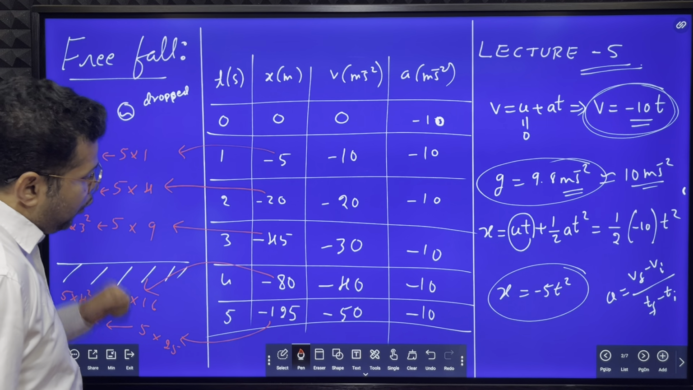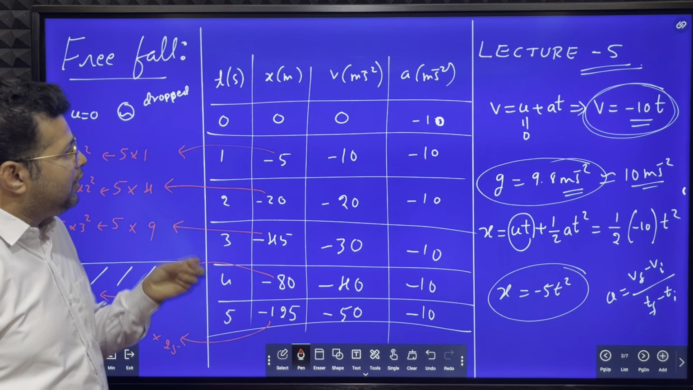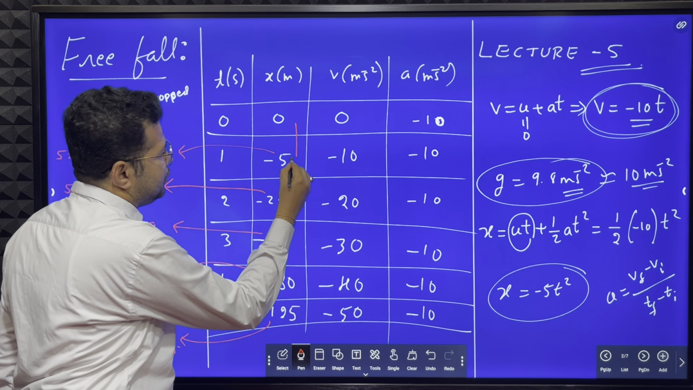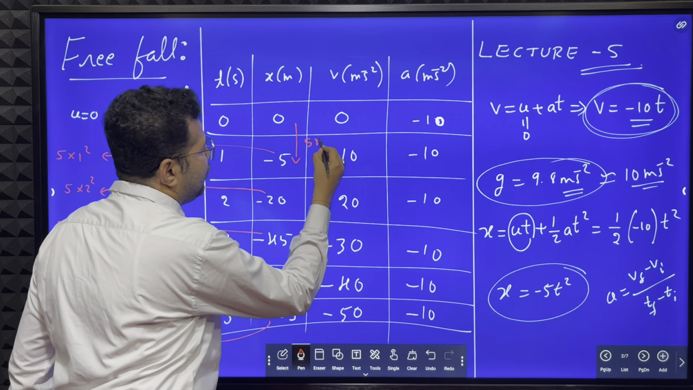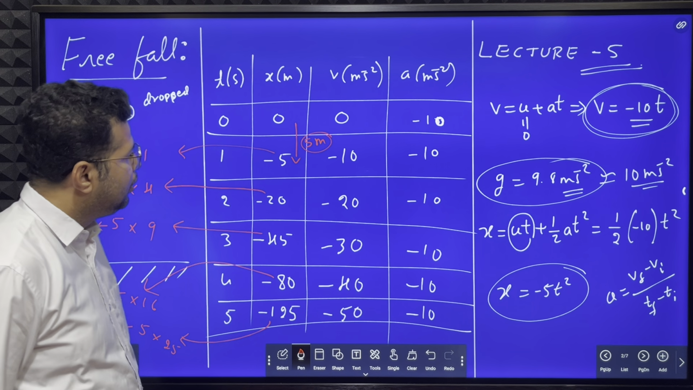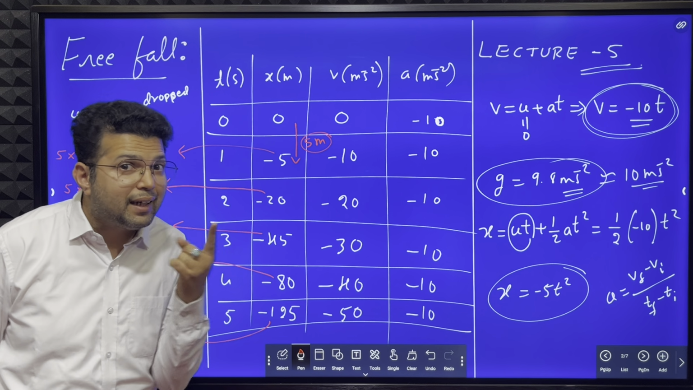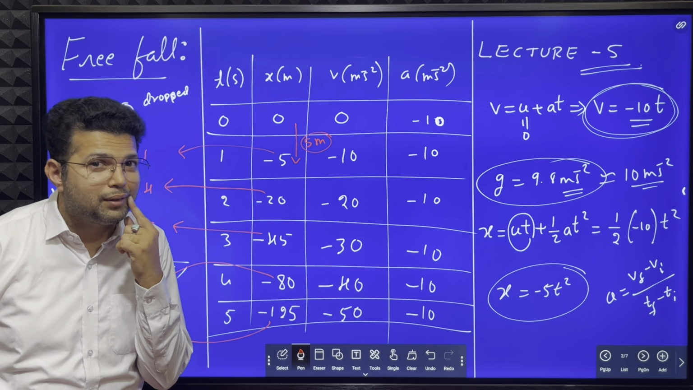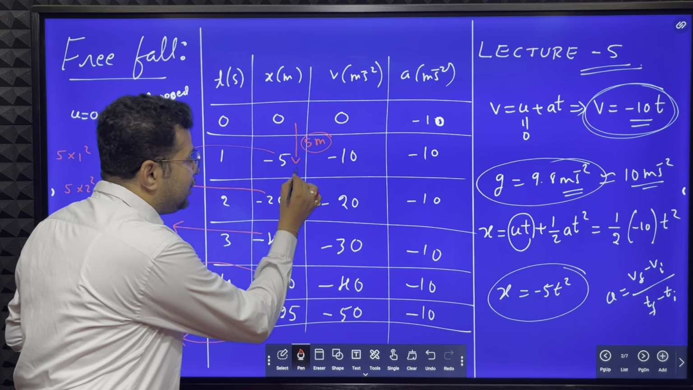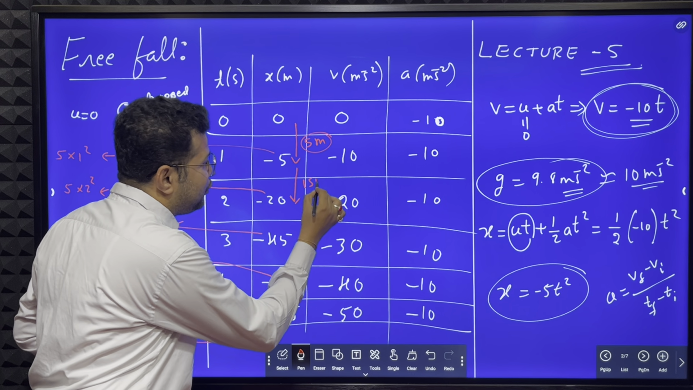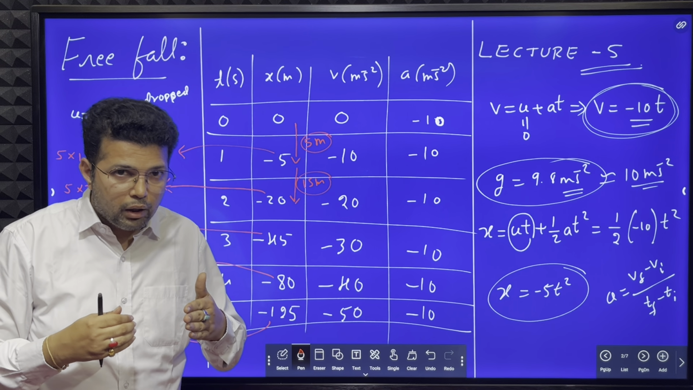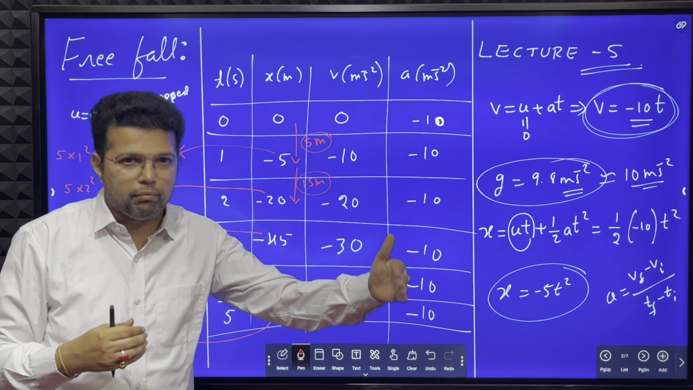What is the distance traveled in the first second? 5 meter, correct? Distance, negative I am not considering. What is the distance traveled by the ball in the second second? Tell me, give me the answer. That is 15 meter. Hope you understand. Distance traveled in 1 second is 5. Distance traveled in 2 seconds is 20.